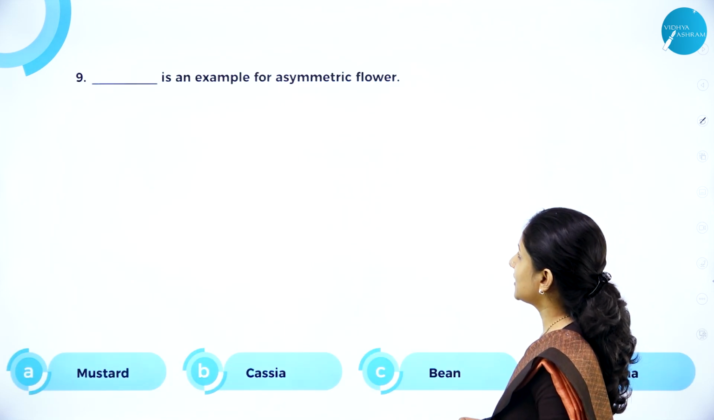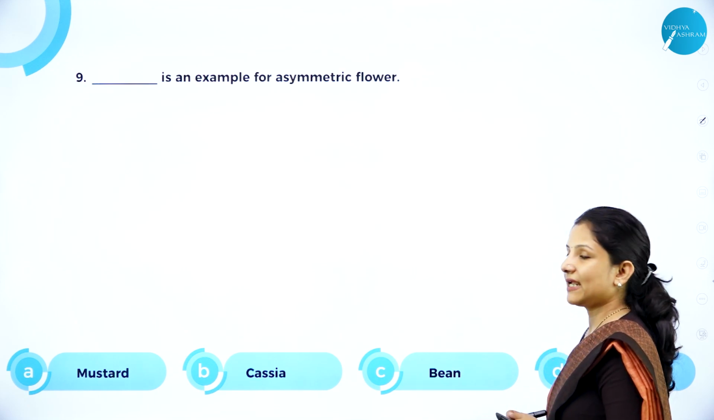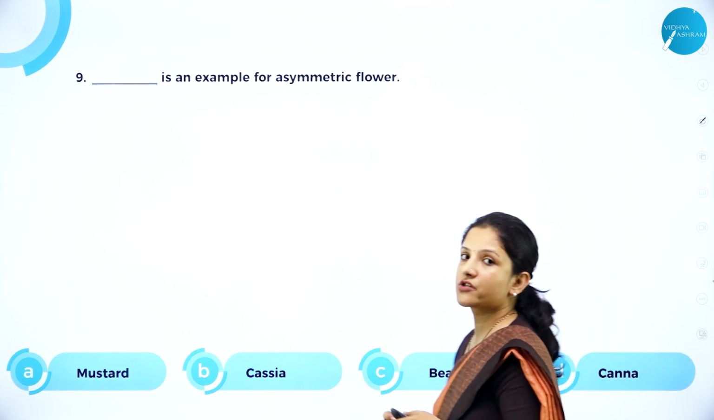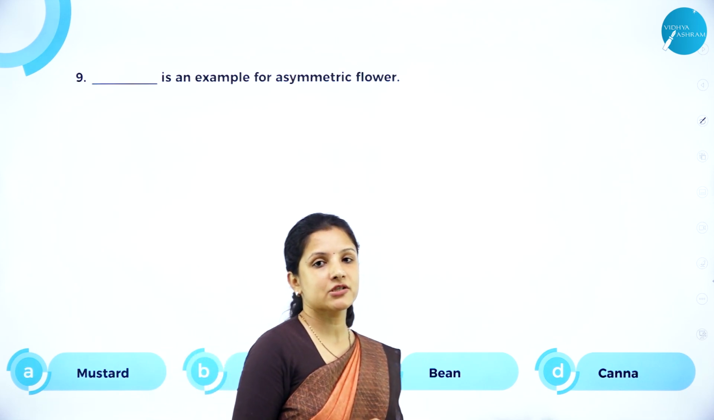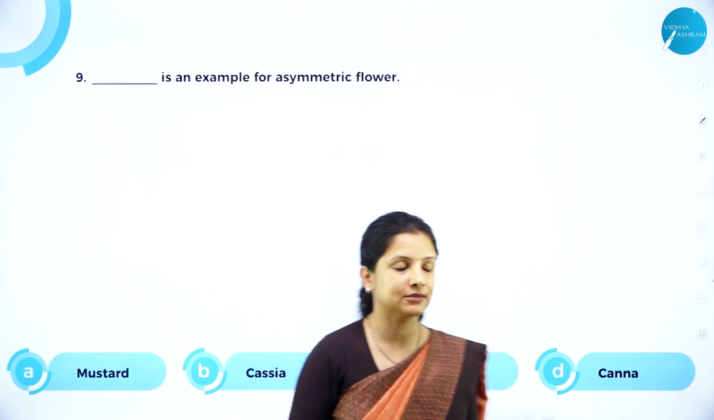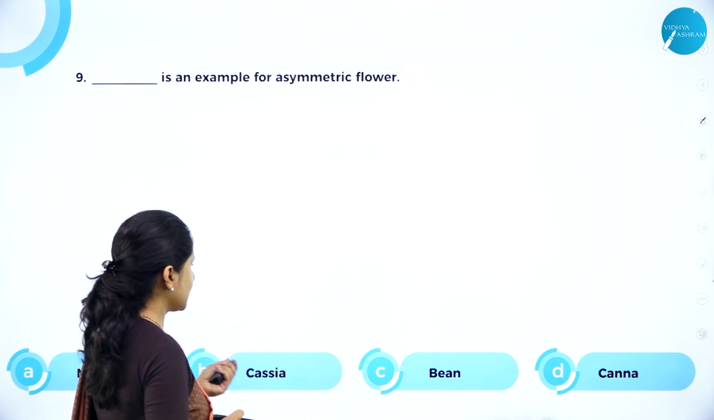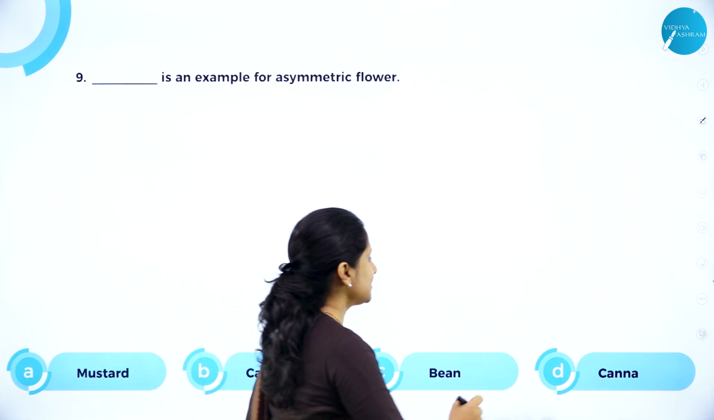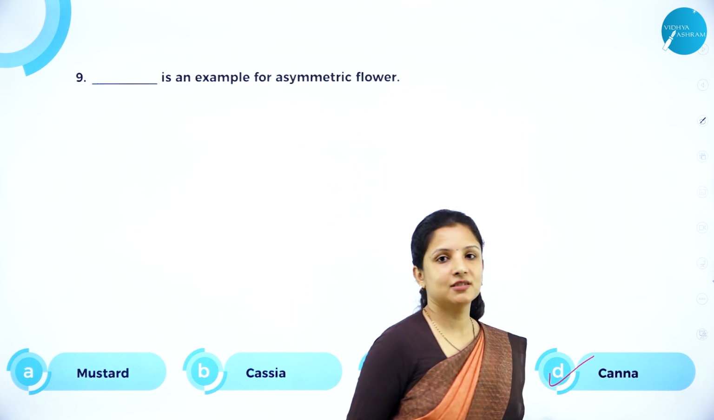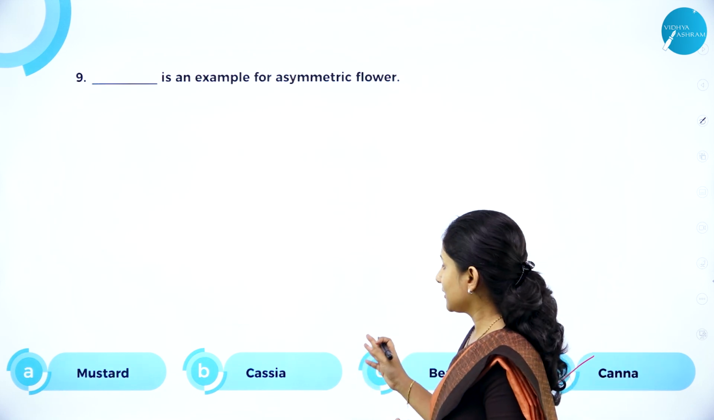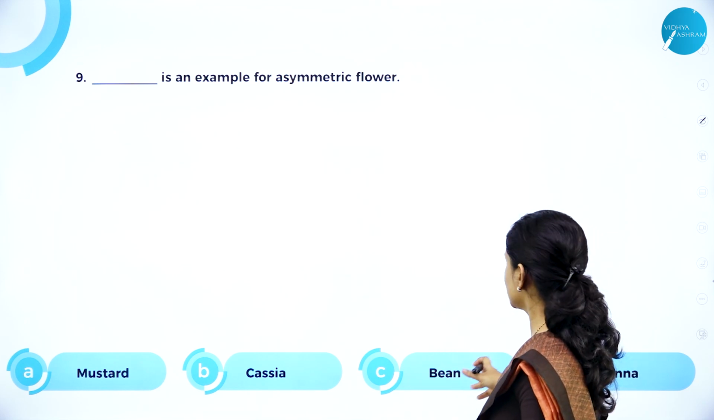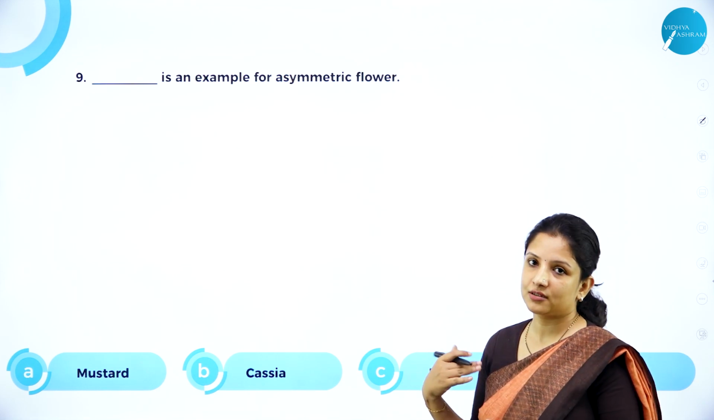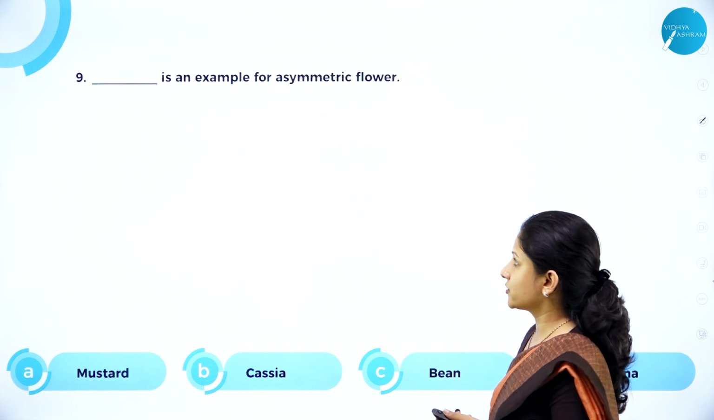Next, dash is an example for asymmetric flower. Asymmetric flower is the flower which has irregular symmetry. Or they can ask the question as dash is an example for irregular symmetry. Is it mustard, cassia, bean or canna? It is canna. Bean exhibits bilateral symmetry. Cassia and mustard show radial symmetry. So the right answer here is canna, because it doesn't have a regular symmetry.